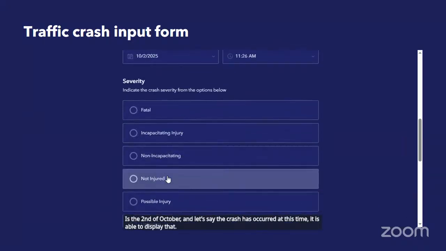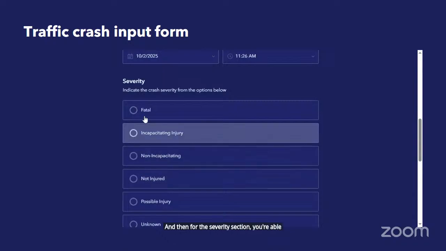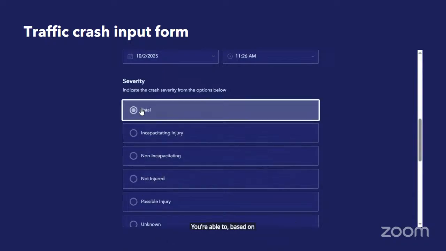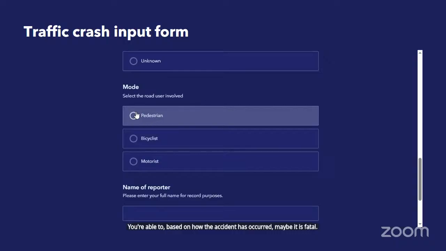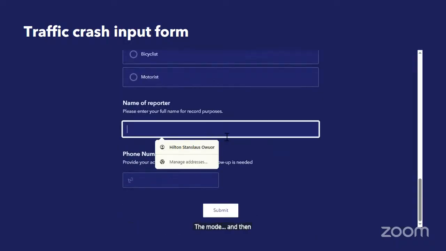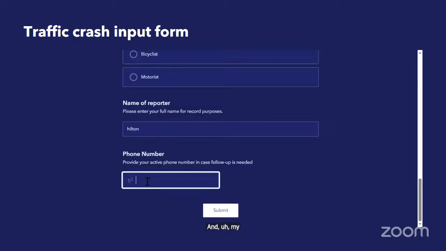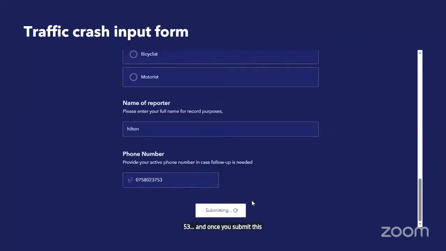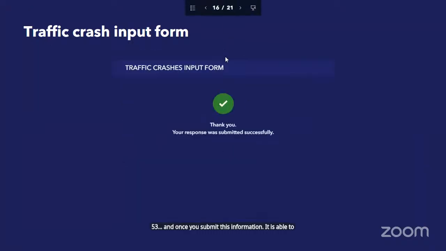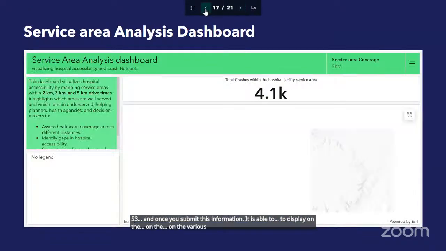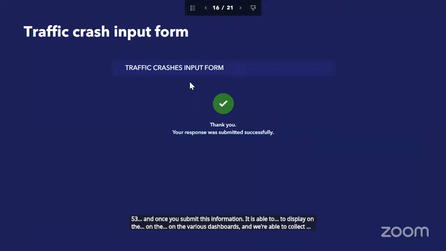And then for the severity section, based on how the accident has occurred, maybe it is fatal, the mode, and then just for validity of this information, you can key in your name. My name is Hilton, and my phone number for follow-up, 580253. And once you submit this information, it is able to display on the various dashboards, and we're able to collect this information in real time.